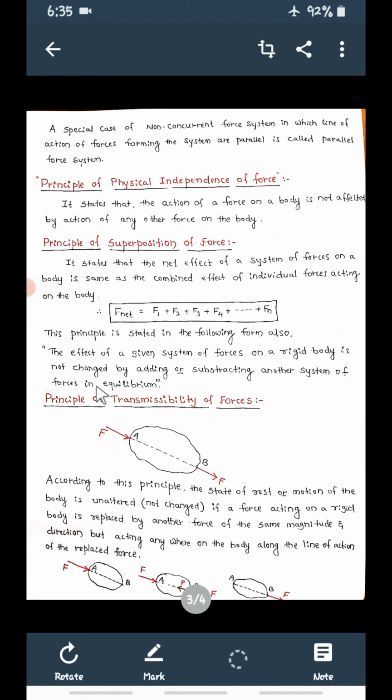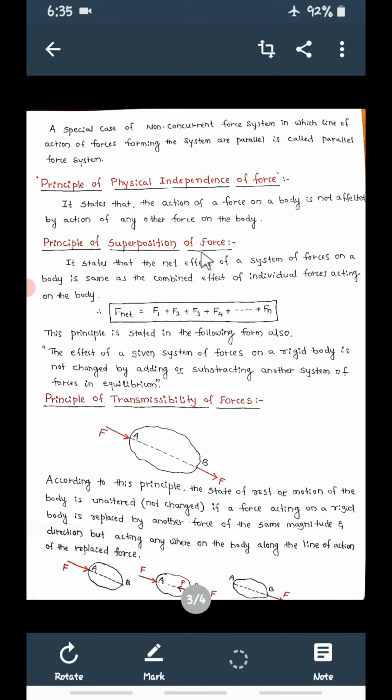So when there is a set of forces acting on a body, that system will have its own effect on the body. If I add one more set of forces, that effect will not be affected by the first force system. The two systems will have their own individual effects.